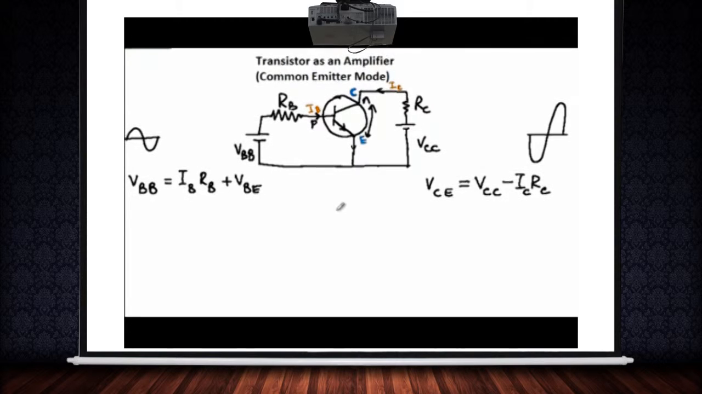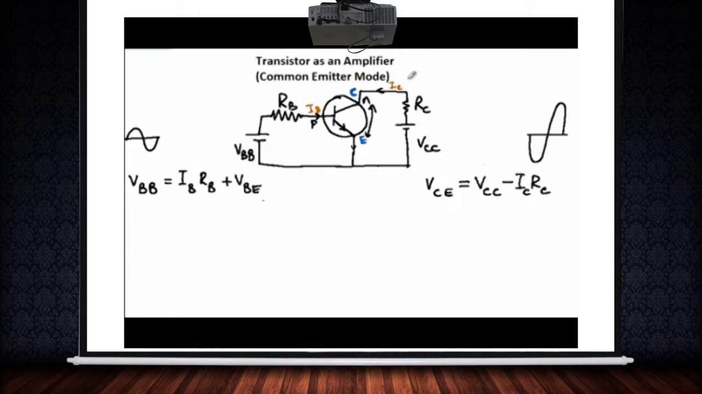Okay, now we come to the main part of how this works as an amplifier. See, there is a link between the input and the output circuits. The current in the output circuit, IC, varies with the current in the input circuit, IB. If IB increases, then IC also increases. If IB decreases, then IC also decreases. We'll take a look at the output characteristic of a transistor to understand this in a better manner.